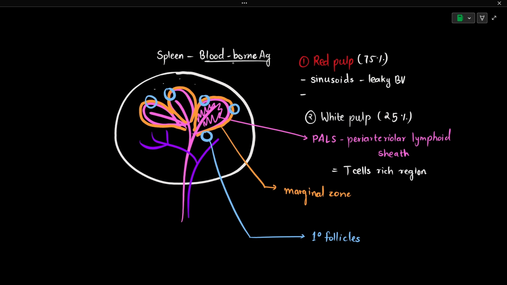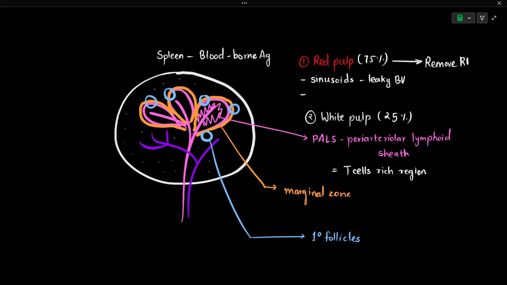Okay, the infections, the blood-borne infections, will be tackled in the spleen. They will be released in the sinusoids, and they will be brought in by those arterioles as well. But no, the red pulp does not do the job of handling this infection; the red pulp has the job to remove the RBCs.